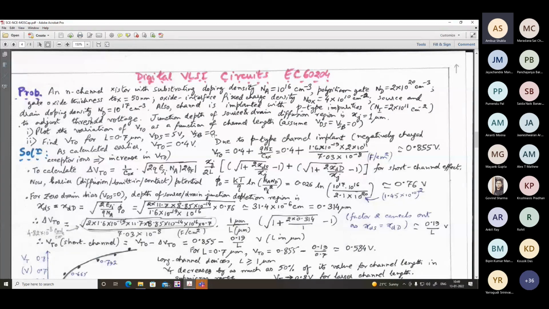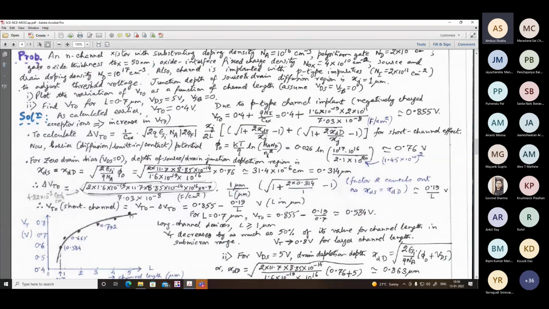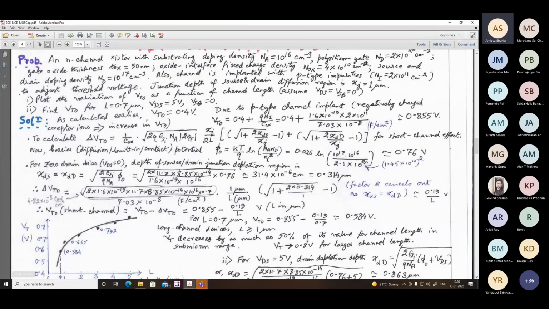Let me now take care of the first part. That means plot the variation of VT0 as a function of channel length. The channel length is decreased, starting from say 5 micrometer, 4 micrometer, 1, even sub-micron. So how will the threshold voltage be reduced? I am showing you the plot, but I have calculated how the values come and I also ask you to calculate that, just by applying the expression that we derived just now.